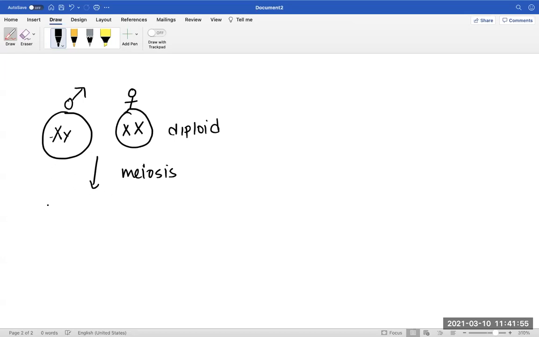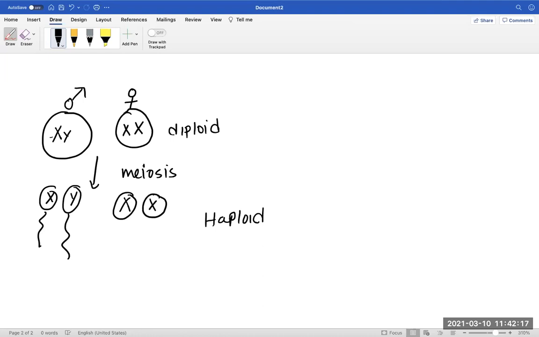Now for males, there might be a sperm that has X, and there can be a sperm that has Y. So these are haploid. And for females, it can be X, and the other one is also X, but I'm just gonna write it out. So there's only one possibility, basically, that's X. So I have only one version, but I just wrote them both down. So these are haploid, these are the gametes.